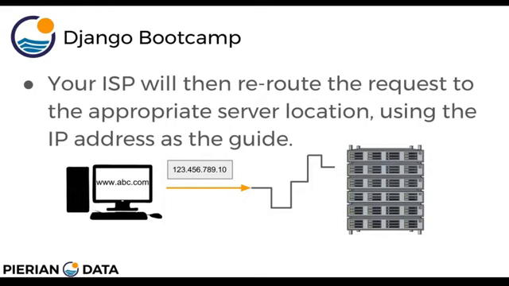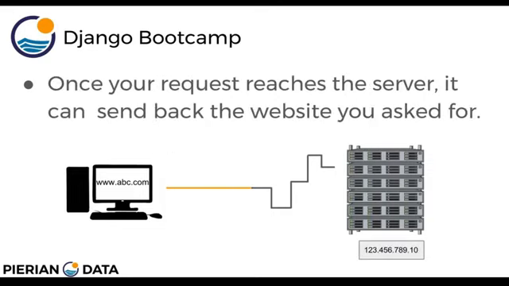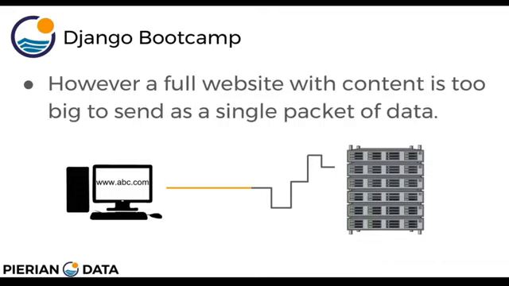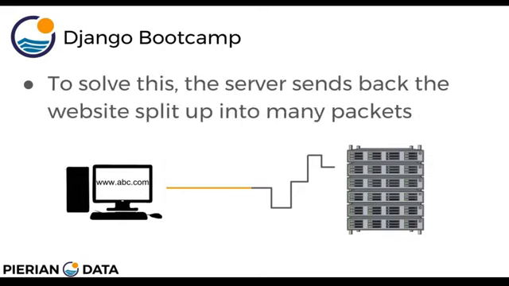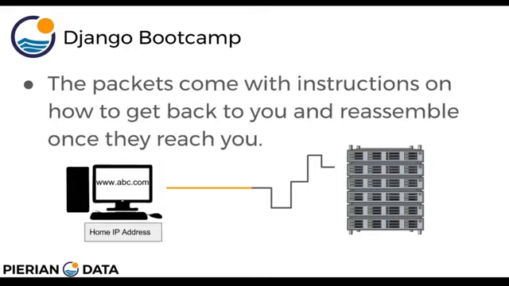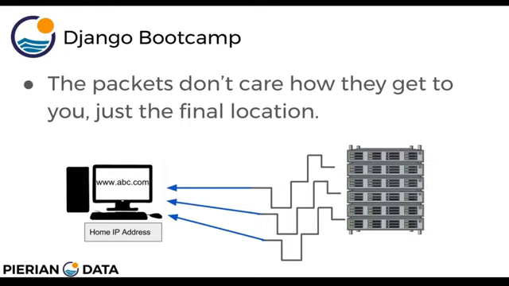So your ISP will then reroute the request to the appropriate server location, using the IP address as the guide. And then once your request reaches the server, it can send back the website you were asking for. However, a full website with content is too big to send back as a single packet of data. And the way we solve this is the server sends back the website split up into many, many packets. And the packets come with instructions on how to get back to you and reassemble themselves once they reach you. And the packets don't actually care how they get to you, just the final location.